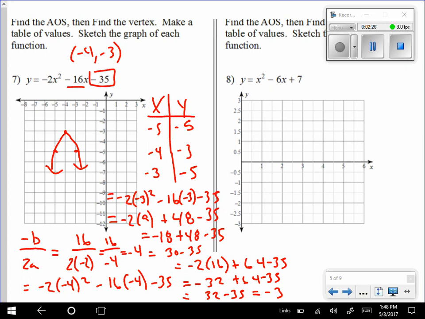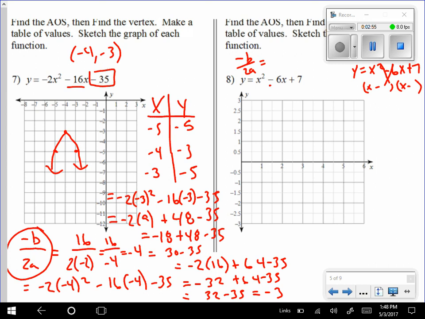Number 8, you have a couple options. You could either use negative b over 2a. You could always try to factor this and find your x-intercepts. But it looks like if we tried to factor this, there's no factor of 7 that would add up to 6. So this isn't going to work. We're going to have to use negative b over 2a again.